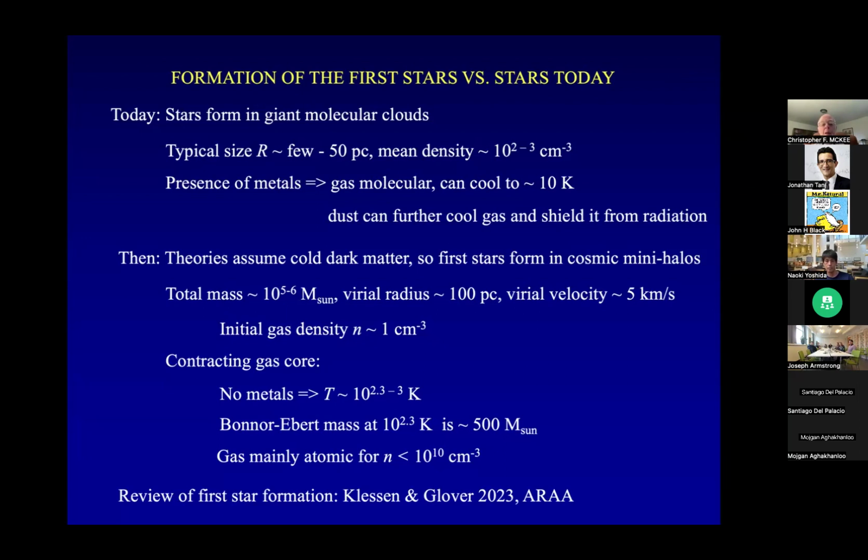Now, these cosmic mini-halos in which the first stars are thought to form have a total mass of, say, 100,000 to 1 million solar masses. They're 100 parsecs in size. And I emphasize here, I'm talking about physical units, not co-moving units. The virial velocity is of order 5 kilometers per second. And the initial gas density is about 1 per cubic centimeter.